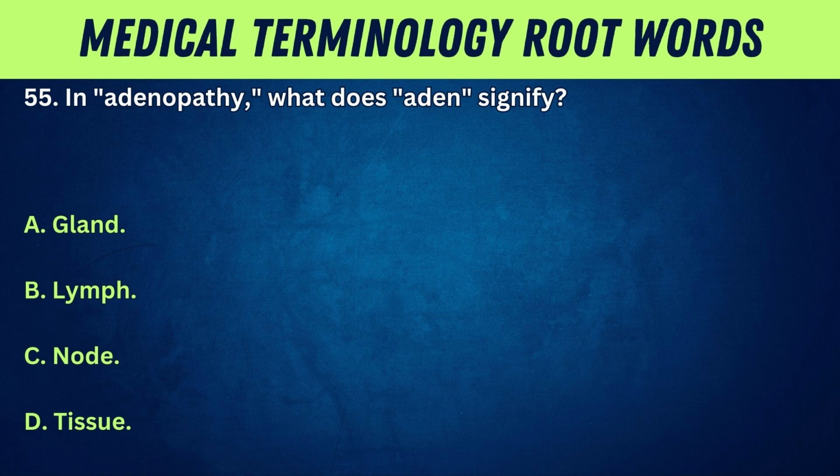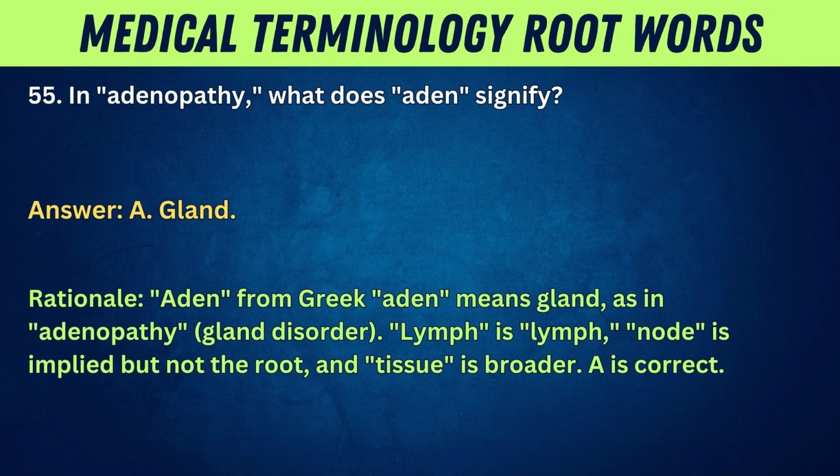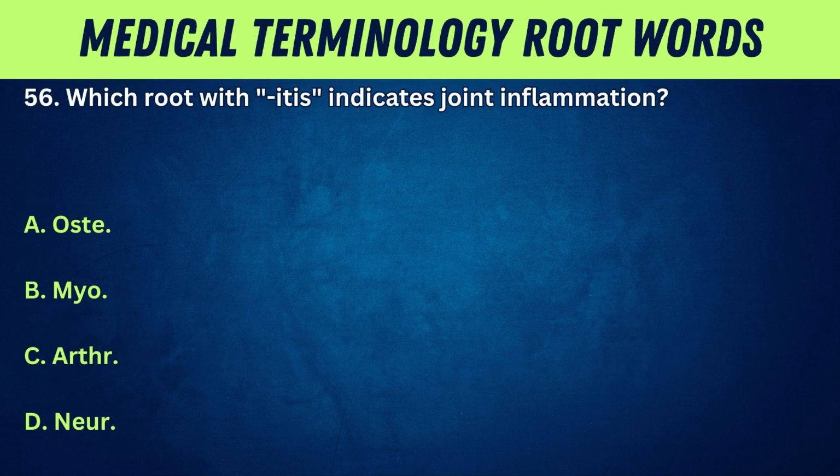55. In adenopathy, what does aden signify? A. Gland. B. Lymph. C. Node. D. Tissue. Answer: A. Gland. Rationale: aden from Greek aden means gland, as in adenopathy, gland disorder. Lymph is lymph. Node is implied but not the root, and tissue is broader. A is correct.